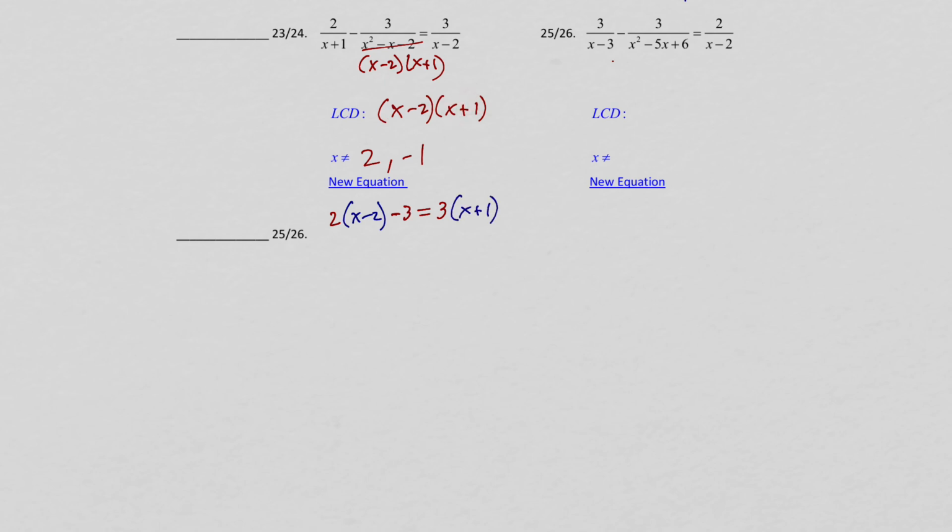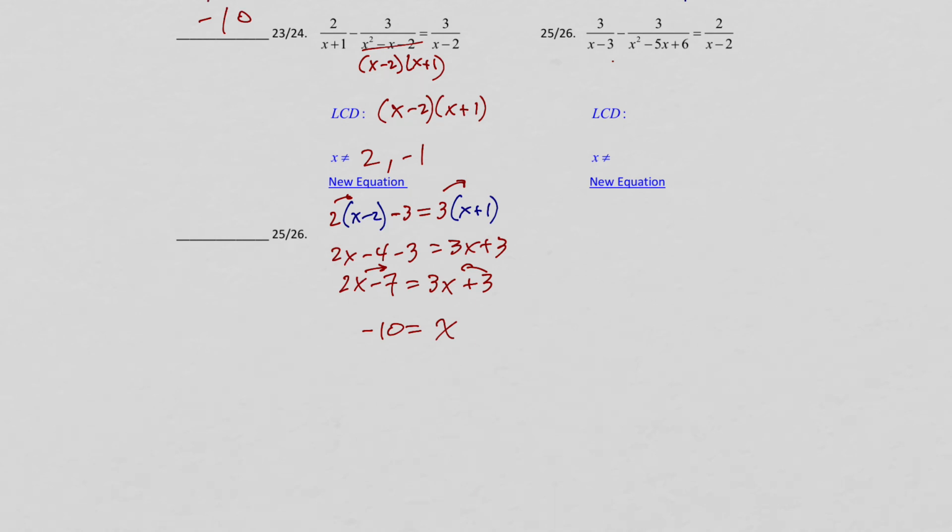So now I'll distribute this, and we'll get 2x minus 4 minus 3 equals, I'll distribute this, and get 3x plus 3. So we have 2x minus 7 equals 3x plus 3. I'll move my 2x this way and my 3 this way, and I'll get x is equal to negative 7 minus 3 is negative 10. And this is not a restricted value. So that's our answer.